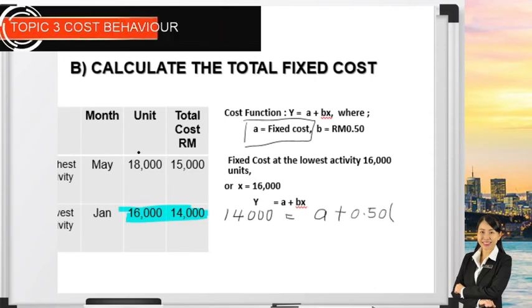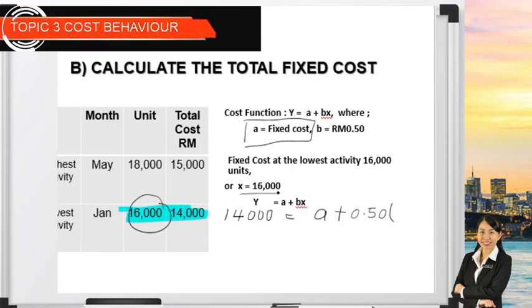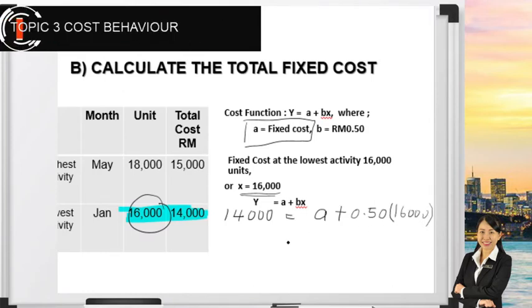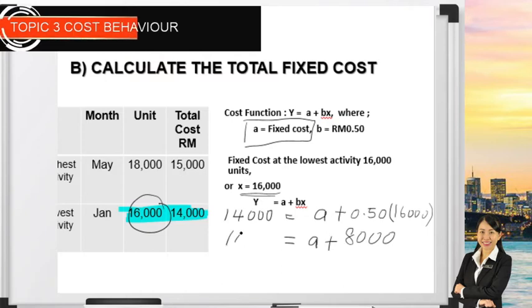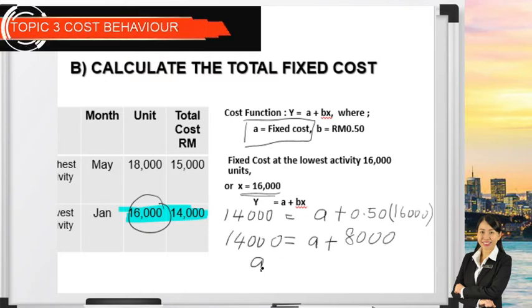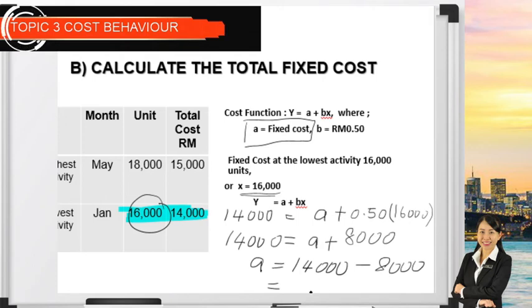And total units, we use the lower activity now, so we will put x as 16,000. So we have a plus 50 cents multiplied by 16,000, and we get the answer 8,000. So to find out a, we will take 14,000 minus 8,000. So our total fixed cost will be 6,000.